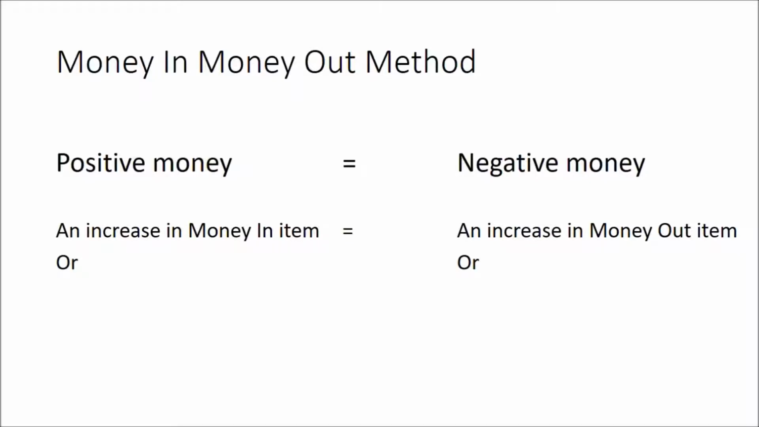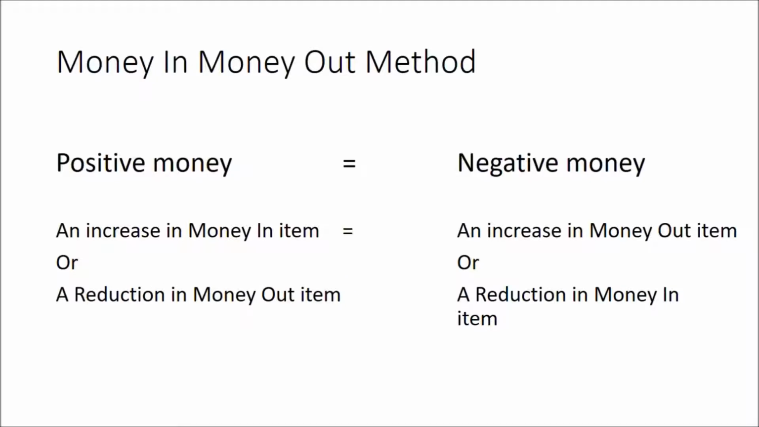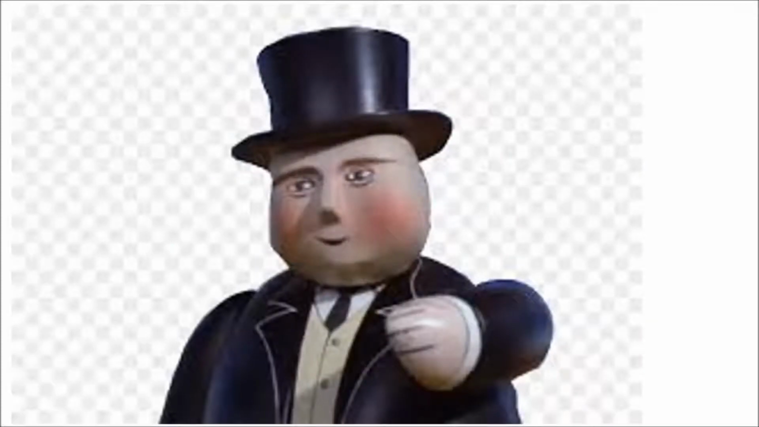positive money is either an increase in a money in item or a reduction in a money out item. Negative money is either an increase in a money out item or a reduction in a money in item. So we can see how we can have positive money, which can either be a money in item going up, or we can have some money that we thought was going to go out but it's going down. And negative money is an increase in a money out item that's going up, but we could have had some money that we thought was coming in that's actually been reduced, and that's going down. Are you with me so far, Thomas?